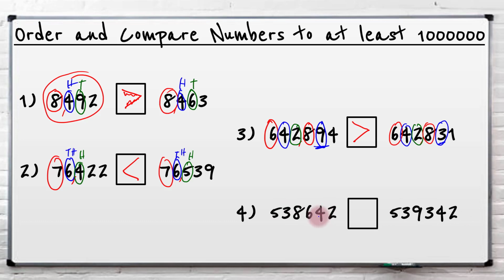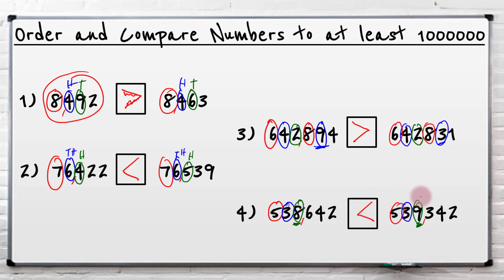Do my groups of 3, units, tens, hundreds. So 538,642 units, tens, hundreds. And then 539,342. So let's put in, first off, we've got hundreds of thousands is both 5. We have got tens of thousands is both 3. We've got thousands. Well, this is 8,000 and this is 9,000. 9,000 is more than 8,000. So we found our answer.